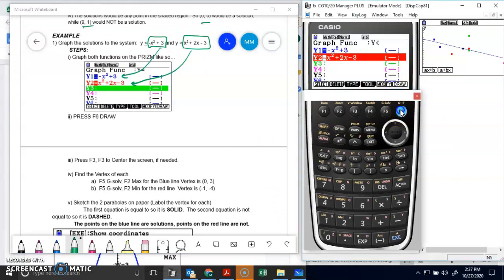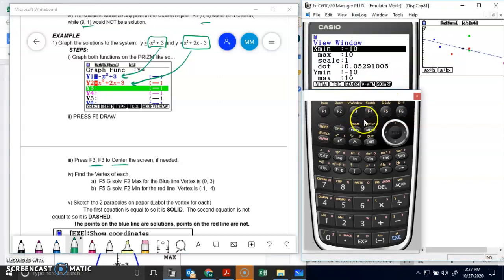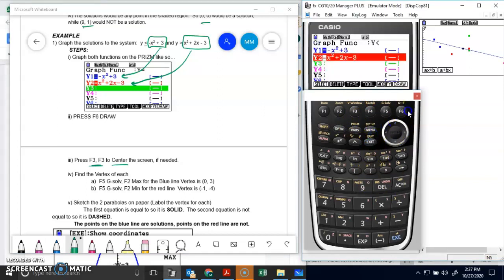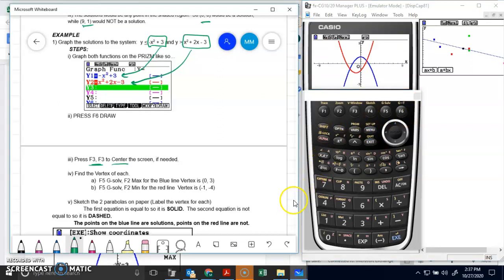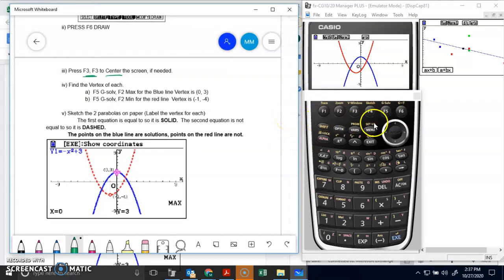We're going to press F6 draw, and it will draw the two lines for us. Now if you don't have it centered, press F3, center it up, and then draw it. And it'll be nice and centered and you'll see them. In order to sketch these, we need at least one point, and the most crucial key point is the vertex. So I'm going to hit G-solve, maximum, and I'm going to do that for the blue line. So I'm going to hit execute, 0, 3.